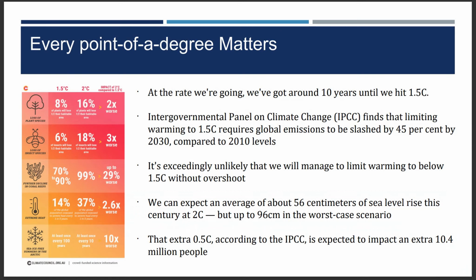The Intergovernmental Panel on Climate Change (IPCC) finds that limiting warming to 1.5 degrees Celsius requires global emissions to be slashed by 45% by 2030. It is very unlikely that we'll manage to limit warming to below 1.5 degrees without overshoot. That extra 0.5 degrees Celsius, according to the IPCC, is expected to impact an extra 10.4 million people.